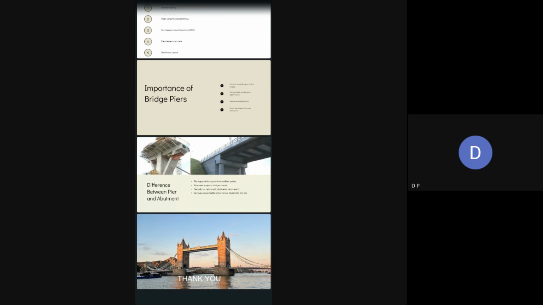Piers do not retain soil, abutments retain earth. And the last point is, piers are subjected to water forces. Abutments are not subjected to water forces. That is, abutments are connected to the ground. Thank you, sir.